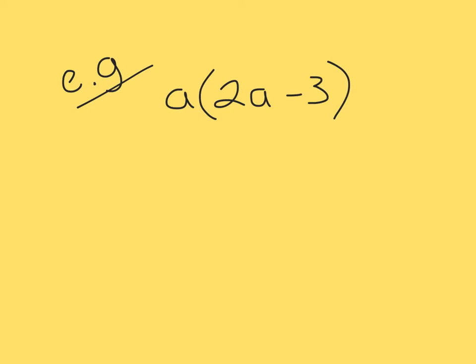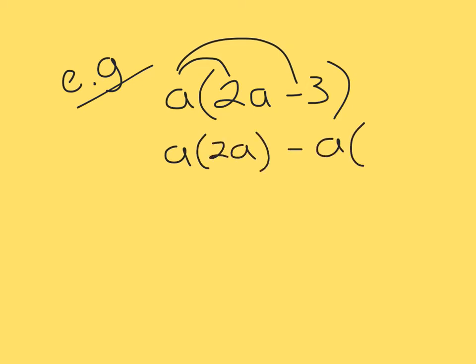Okay, so again, using my loop method, I have a by 2a and a by minus 3. So a by 2a minus a by 3. Okay, so a by 2a, remember, little 1 there, little 1 there. A by 2a gives me 2a squared by adding the powers. And then a by 3 gives me 3a.